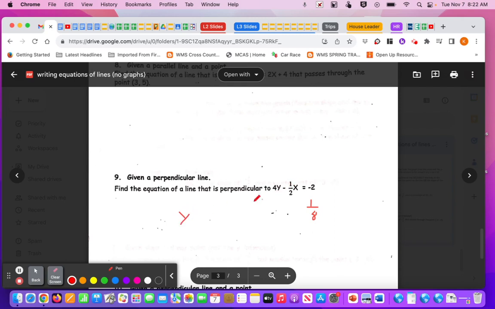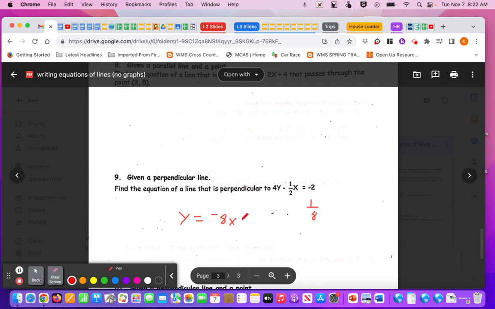If this line has a slope of 1/8, I know that my new line, the one that is perpendicular, will have a slope that is the opposite reciprocal. And the opposite reciprocal of 1/8 is -8. So I'm just going to say -8x. And that's a fine equation. This equation right here is perpendicular to this one. It means they intersect at 90 degrees.